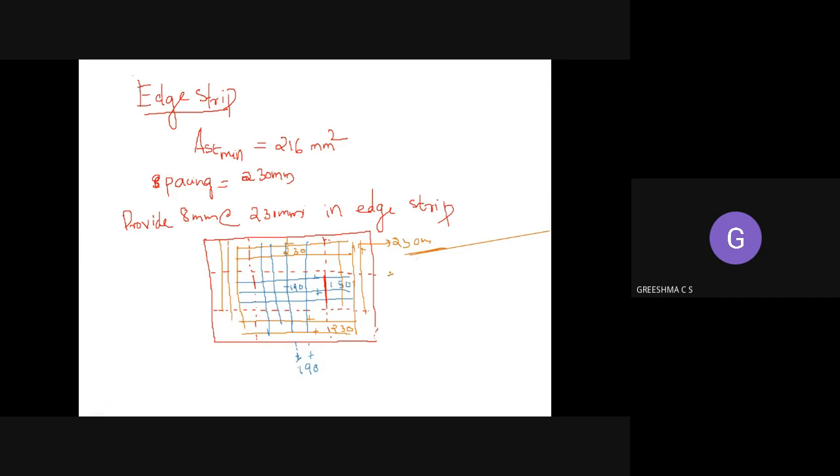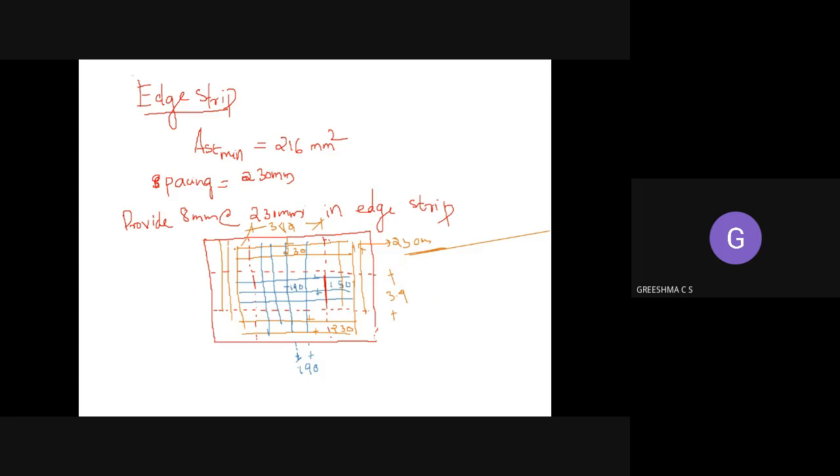Here the width of the middle strip will be 3.9, and this dimension is 3.12. We can note down the directions.